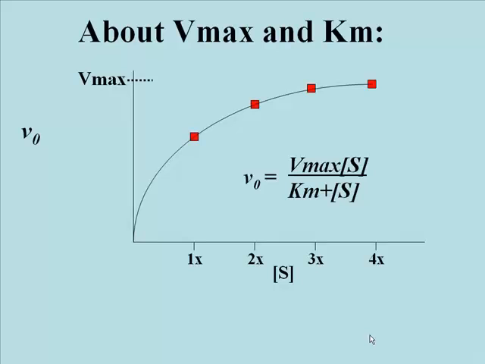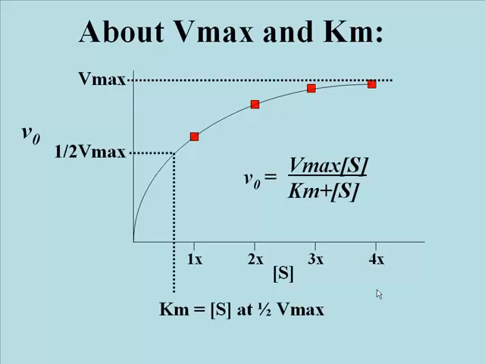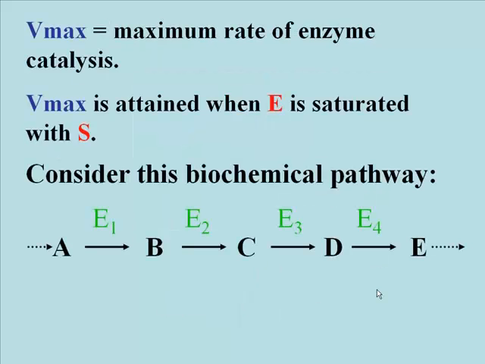Here's our graph again. Here's Vmax, that asymptotic approach to a maximal rate of reaction. And here's Km at the bottom of the graph. Km turns out to be equal to the substrate concentration at which the reaction is proceeding at 1/2 of its maximal velocity, or maximal rate. So Vmax is the maximum rate of catalysis by an enzyme. It is attained, in fact, when the enzyme is saturated with substrate.